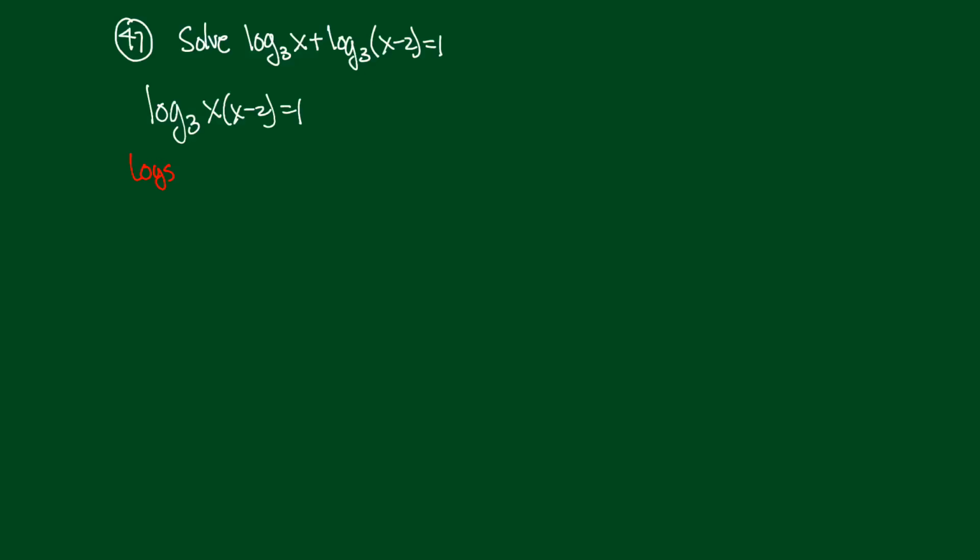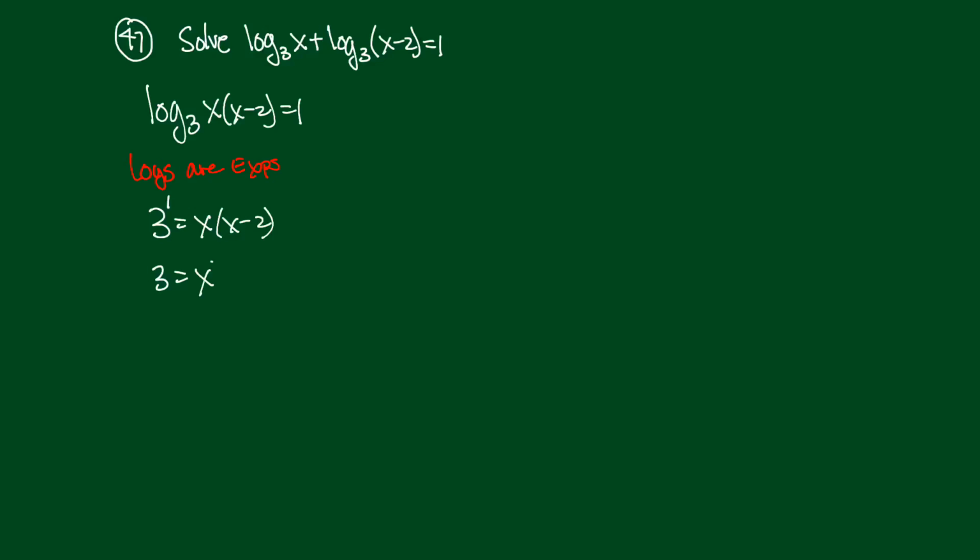Remember this one? Logarithms are exponents. So I'm going to write this as the logarithm is the exponent. So the exponent is a 1. Exponents go on bases. It's going to go on that 3 right there. So it's going to be 3 to the 1 equals x times x minus 2. Now 3 to the 1, that's just 3.